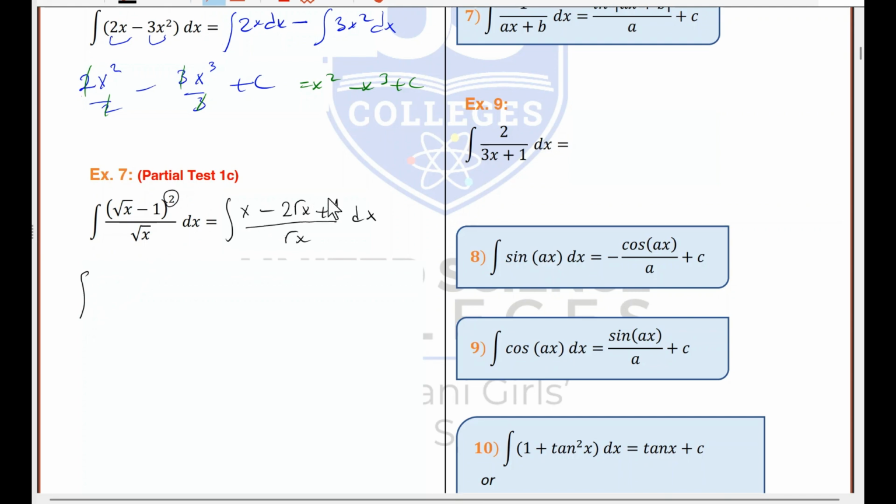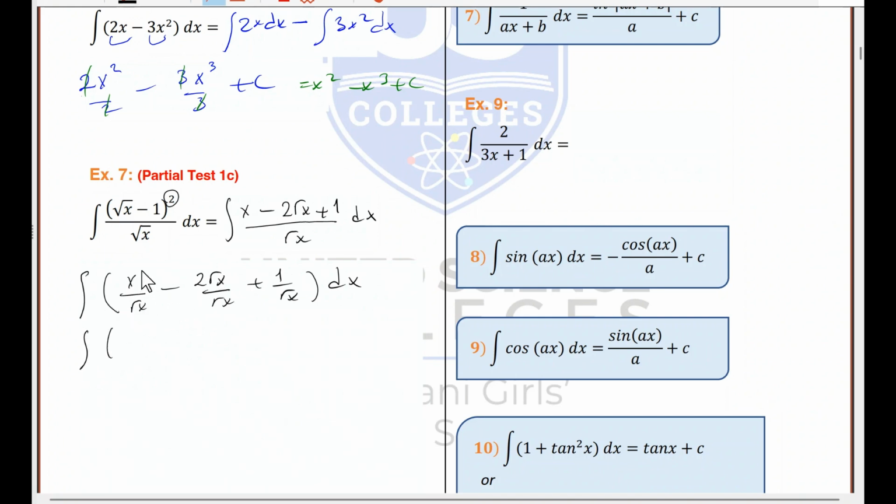Since it's a fraction with three terms at the top and a common denominator, I can break this up into three pieces. There are three terms at the top. So first piece, x divided by square root of x, minus second piece, 2 square root of x over square root of x, plus third piece, 1 over square root of x dx. Now we keep simplifying.